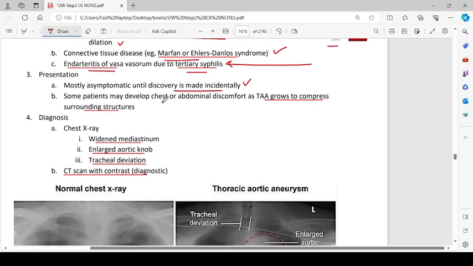Some patients may develop chest or abdominal discomfort as the thoracic aneurysm grows to compress the surrounding structures. If it is compressing the esophagus, there will be dysphagia. If it is compressing the trachea, that will cause hoarseness or dyspnea. Diagnosis is made with chest X-ray.